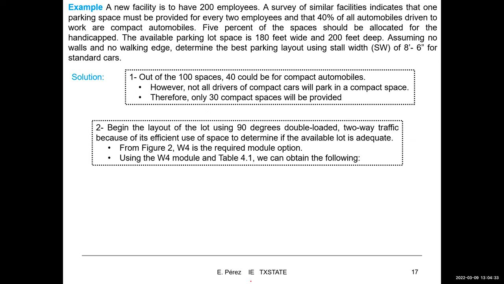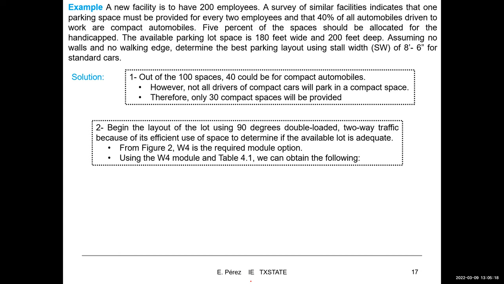So we have a new facility that has 200 employees. Surveys of similar facilities indicate that one parking space must be provided for every two employees, and that 40% of all cars driven to work are compact cars. So you have that estimate. Again, going back to the question, this is something that can change, right? So this is the uncertainty. So do you design for 40% or do you increase or decrease that based on what you expect in the future? So 40% right now of all cars driven to work are compact cars.